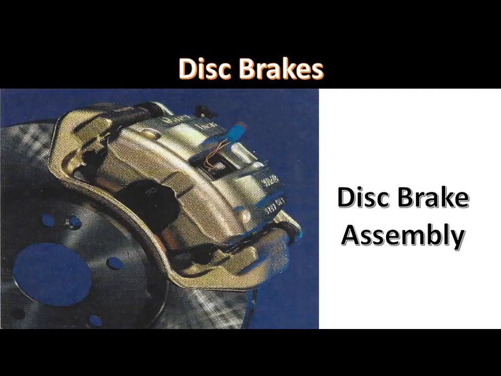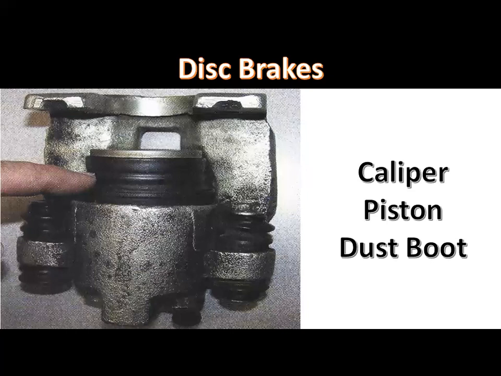The caliper and brake pad assembly is mounted over the top of the rotor, and the caliper is bolted to the steering knuckle. Many calipers contain a single piston mounted in the caliper bore on the inboard side of the caliper. This type of disc brake has a floating caliper. A floating caliper is mounted so it is free to slide sideways on the mounting bolts.